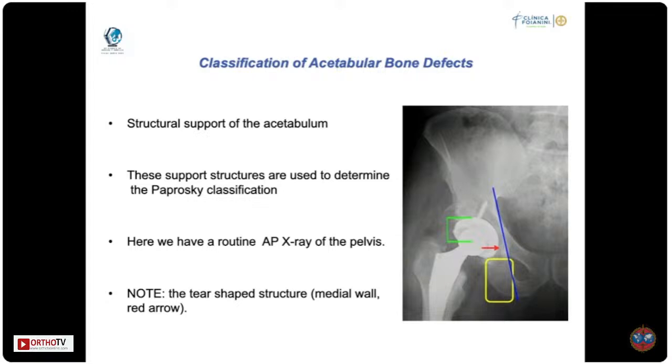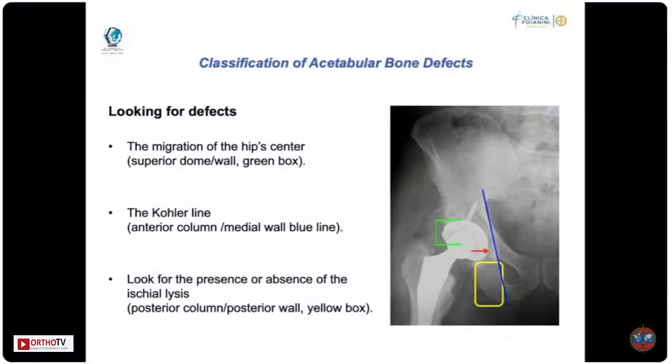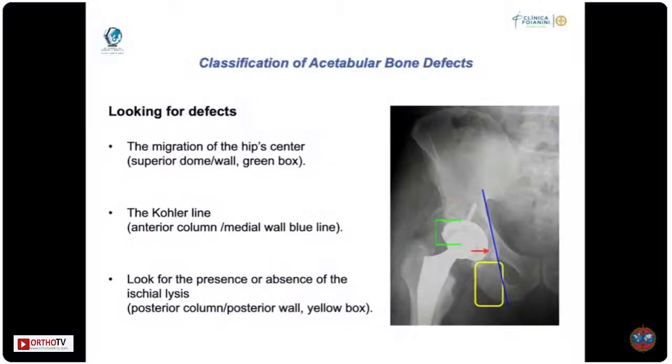Here we have a routine AP X-ray of the pelvis. Now, the teardrop structure and medial wall, red arrow, looking for defects. The migration of the hip center, superior dome wall, green box. The Kohler line, anterior column, medial wall, blue line. Look for the presence or absence of ischial osteolysis, yellow box.